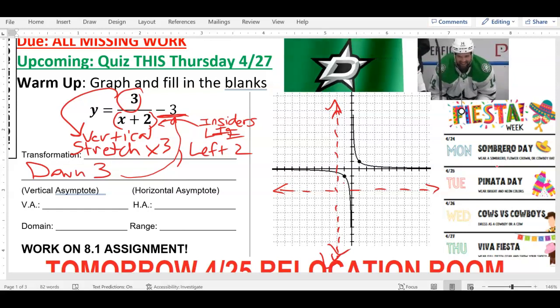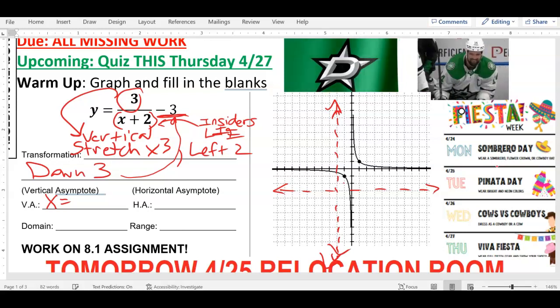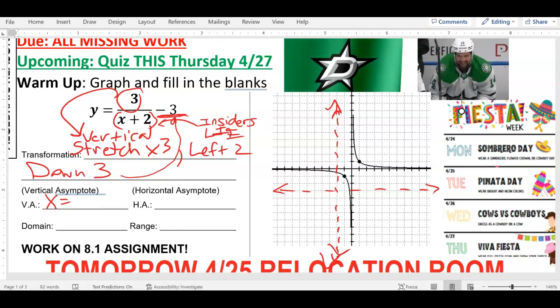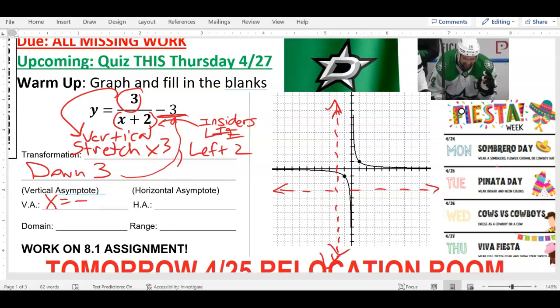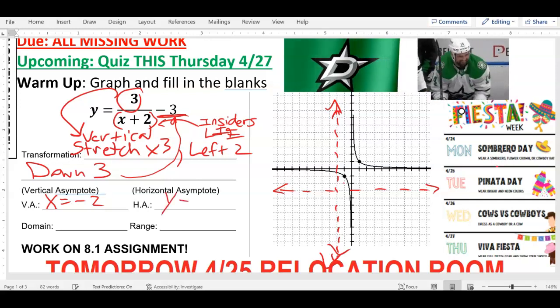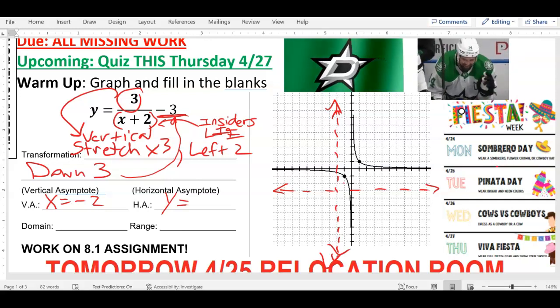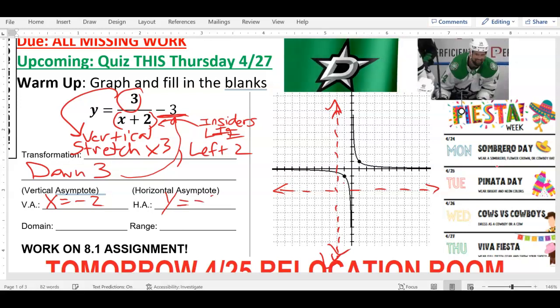So here's what you're going to do. Vertical is always x equals because it goes through the x-axis. And what number does it go through? Right there. What's that vertical line going through? Negative, not 1, but -2. Okay, -2. And the horizontal goes through the y-axis, so go ahead and write y equals. And what y value is this going through? Right here. If it goes down 3, that's -3 for your horizontal asymptote, okay?